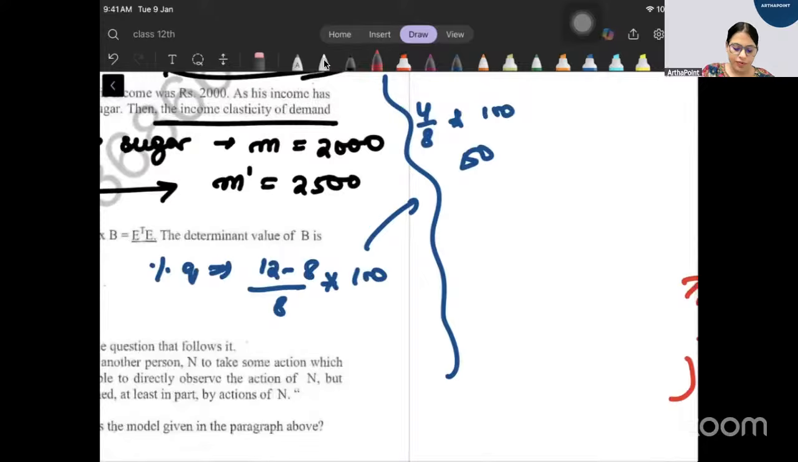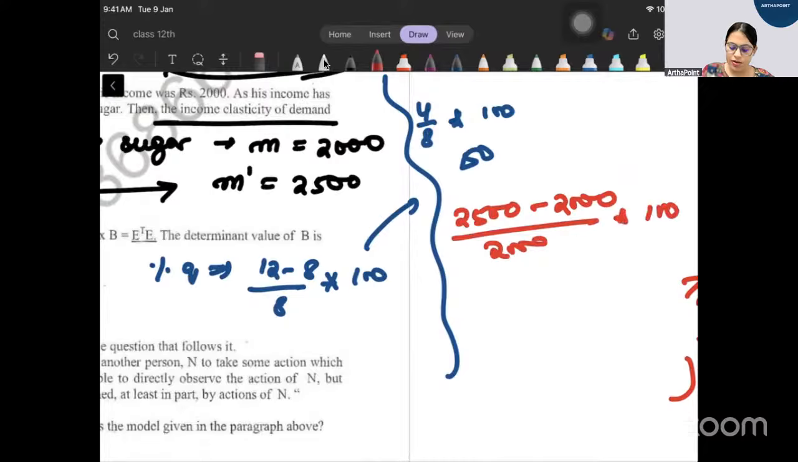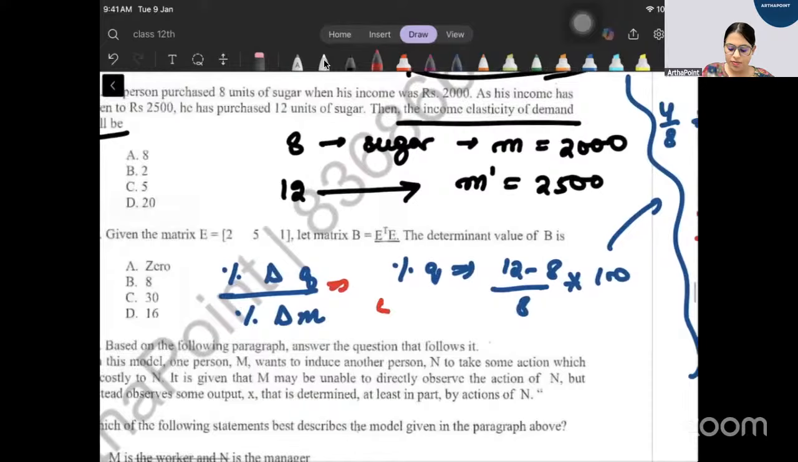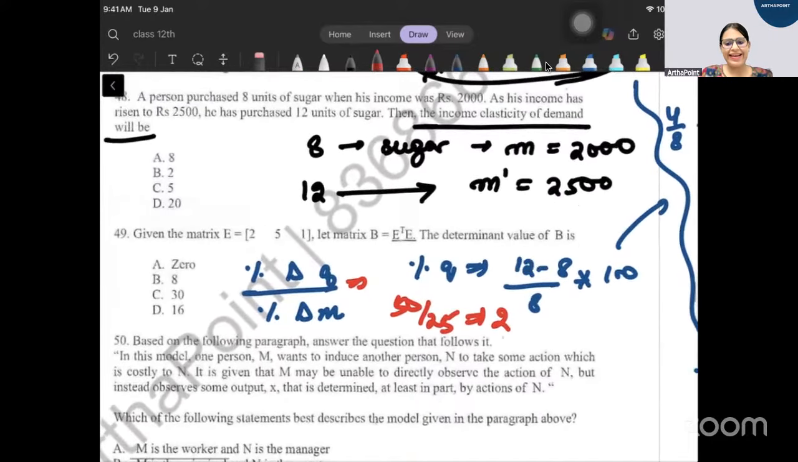Go ahead. 2500 minus 2000 upon 2000 into 100. 500 upon 2000 into 100. 25. Now just find the ratio. 50 by 25. That means 2. Right? So the answer to question number 48 is going to be 2. That's it. इसमें तो कुछ भी नहीं था. Okay, do question number 49.